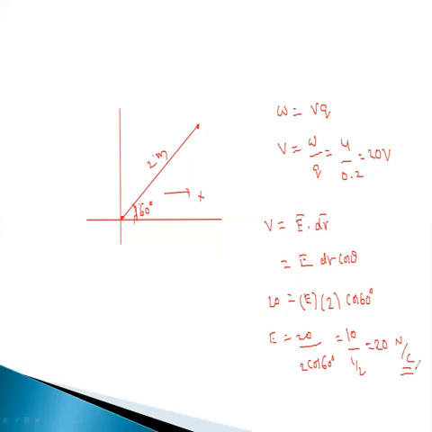And finally this will be 20 Newton per coulomb. So the particle was moved along another direction, not in the same direction as the electric field. Then you have to take E bar dot dr bar, that is E into dr cos theta. So finally we get the answer 20 Newton per coulomb.